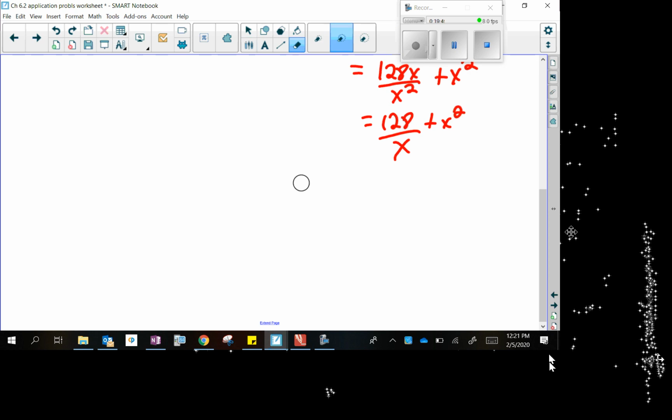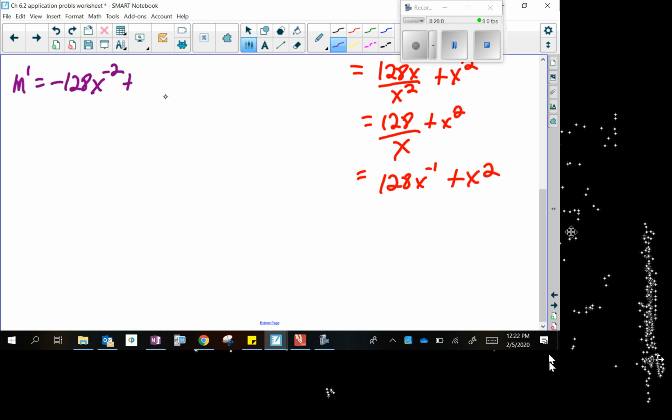And now we take the derivative. So first of all, let's rewrite this as 128 x to the negative 1, plus x squared. Then when we take the derivative, we get negative 128 x to the negative 2 plus 2x. And now we set it equal to 0, right?